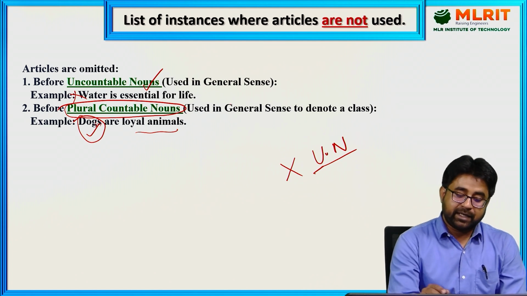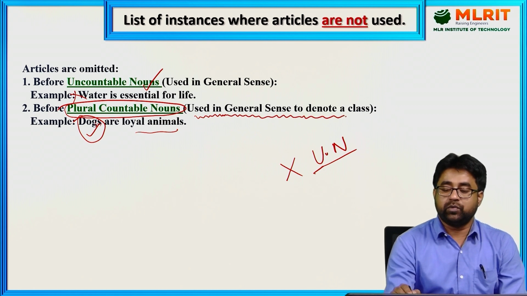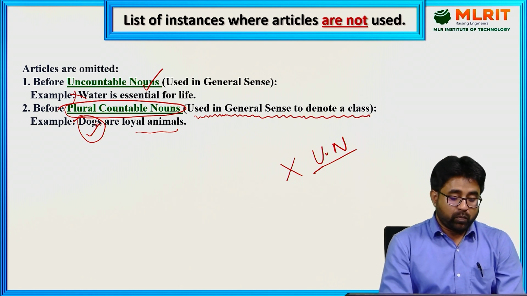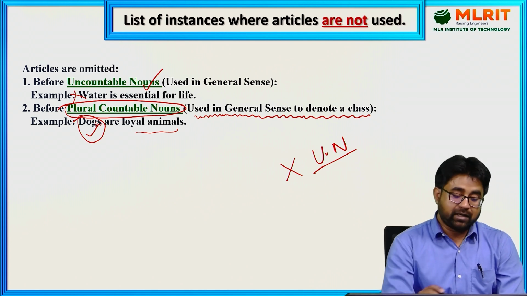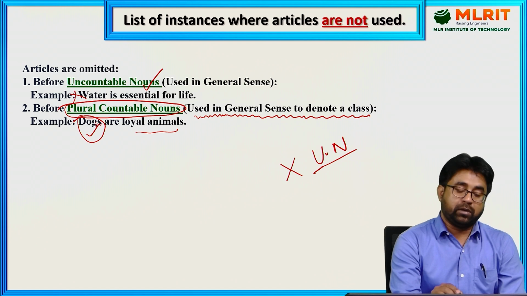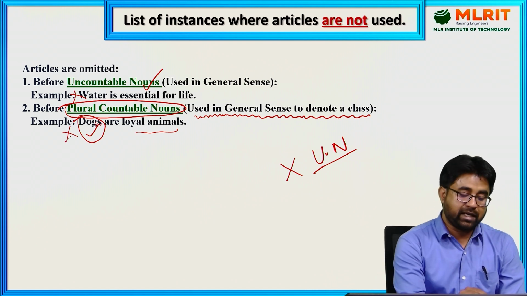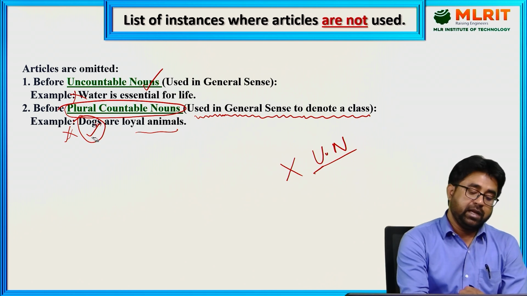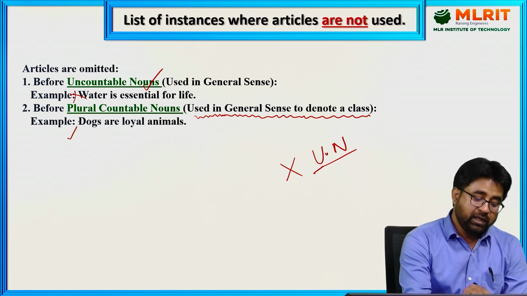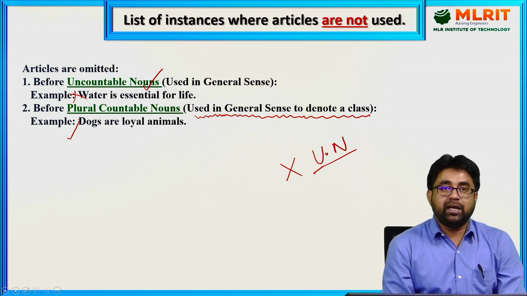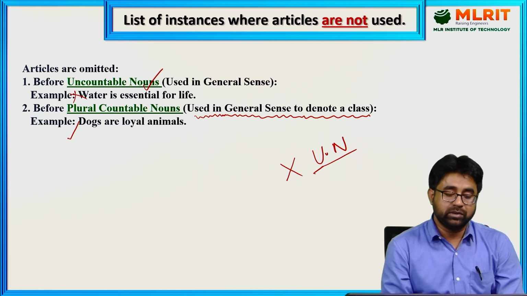But what is the context here? This particular noun is used in a general sense to denote a class. Whenever we use a noun in a general sense to denote the entire class, we use plural countable nouns, and before such plural countable nouns, we are not supposed to use any article. So I am not saying 'the dogs are loyal animals.' What I have written here is 'Dogs are loyal animals' without any article. These are the first two instances where we are not supposed to use any article.